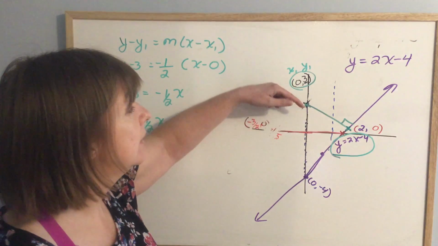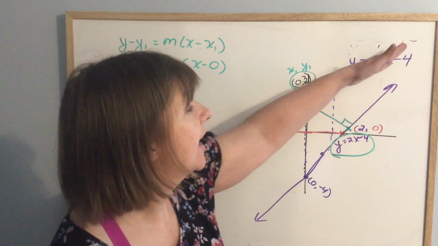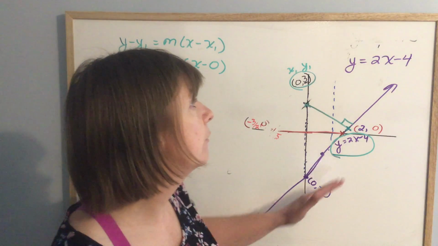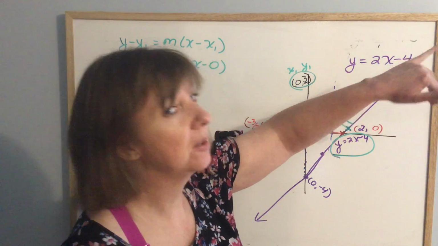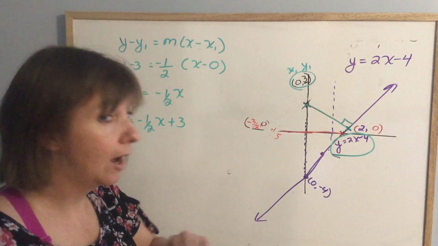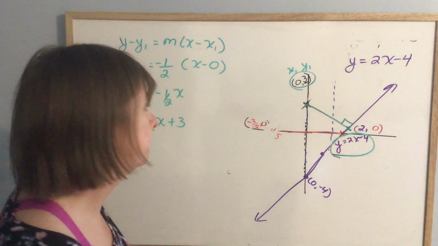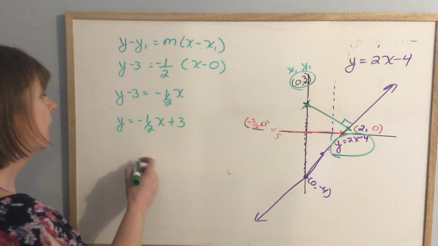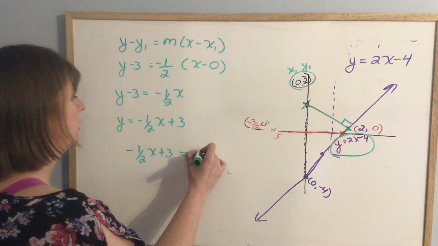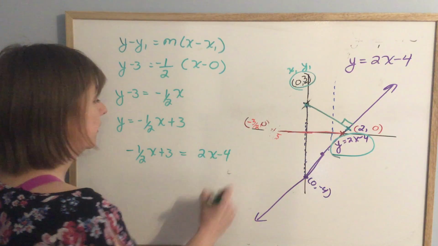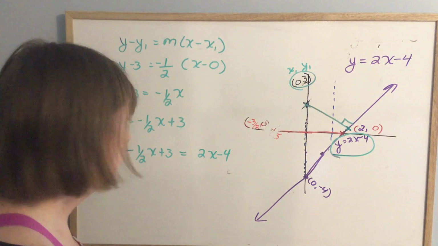I'm not using it because the line is ending at the purple graph. The green line is ending at the purple line. So the purple line is the equation I'm using. I'm not using the black one, okay? So the negative 1/2 x plus 3 has to be equal to the 2x minus 4.